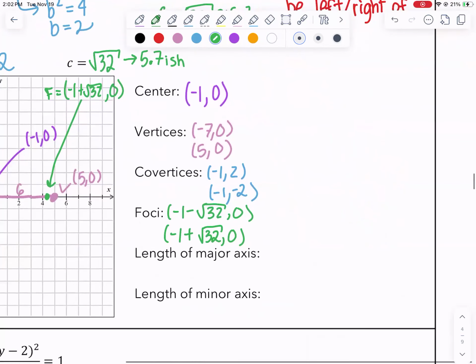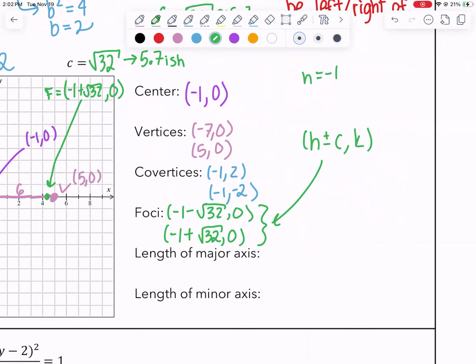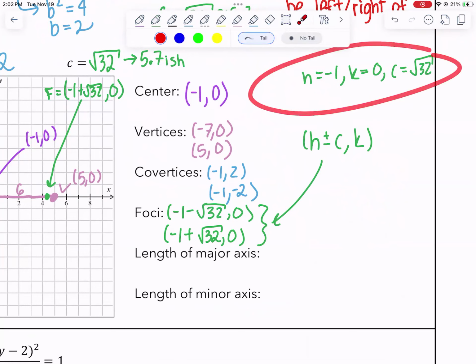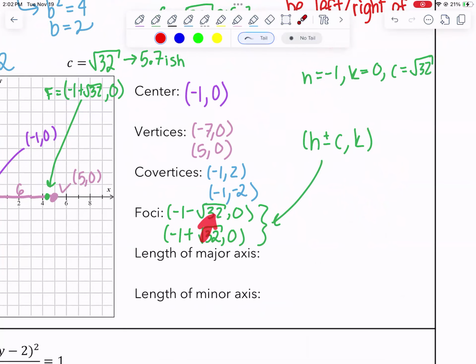I want to point out that if you were to look at the formulas on the first page for a wide ellipse, the formula is h plus or minus c, comma k. In our case, h is -1, k is 0, c is square root of 32. So you'll see that those fall right in line with the formula on that first page. H is -1, c is square root of 32, so there's the minus version, the plus version, and k is 0.